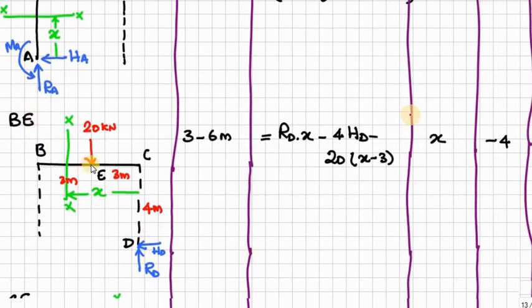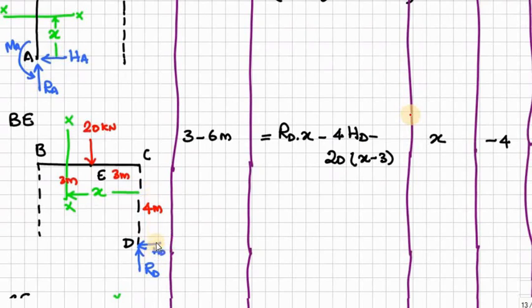Okay, so here X is the distance, but our span is BE. Therefore at E, the X value will be 3 meter. At B, the X value will be 6 meter. Therefore 3 to 6 meter. So taking moments about this X section, we have RD into X distance, RDX, minus this HD into 4 meter.